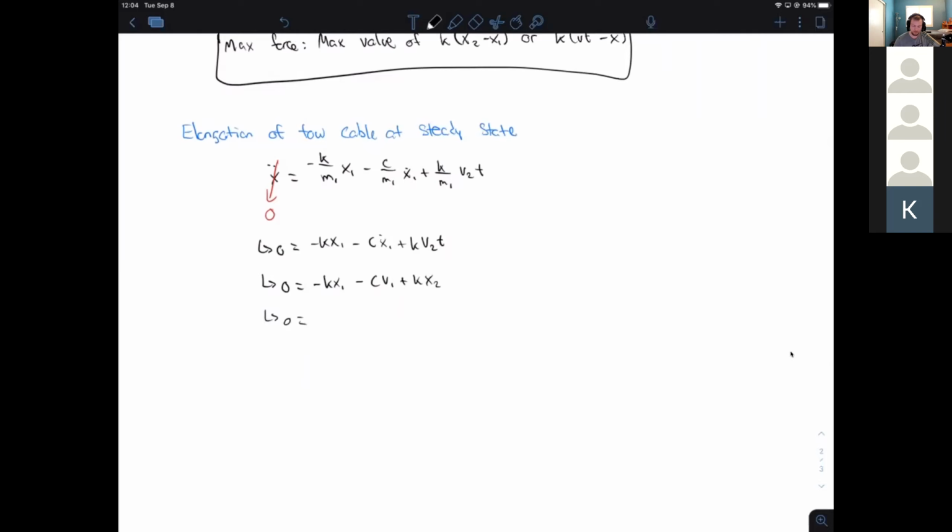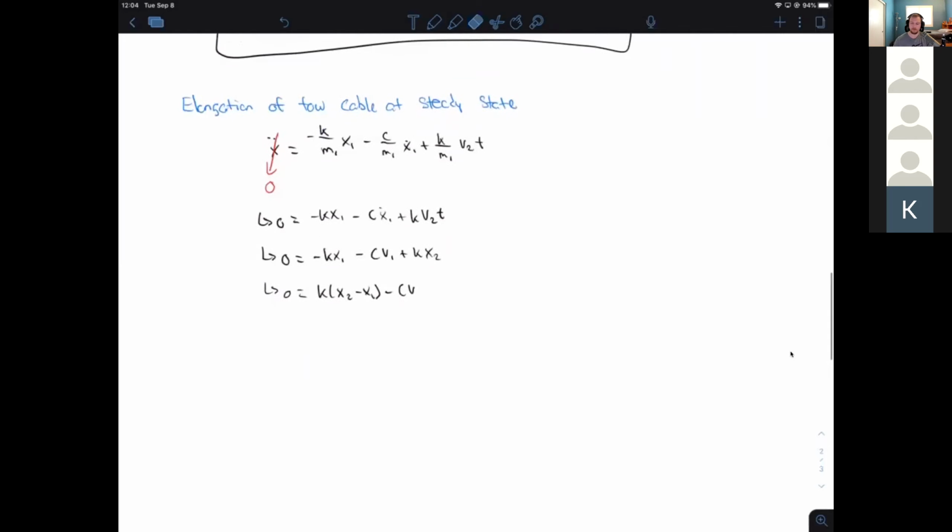We can do k times x2 minus x1, and then minus c times v1. Or I can drop the 1 because at steady state, the velocity of the submarine and the velocity of the towboat are going to be the same. Okay, so remember we need to look for the elongation for the towing cable. So we want to look for delta x. So we have delta x, that's x2 minus x1.